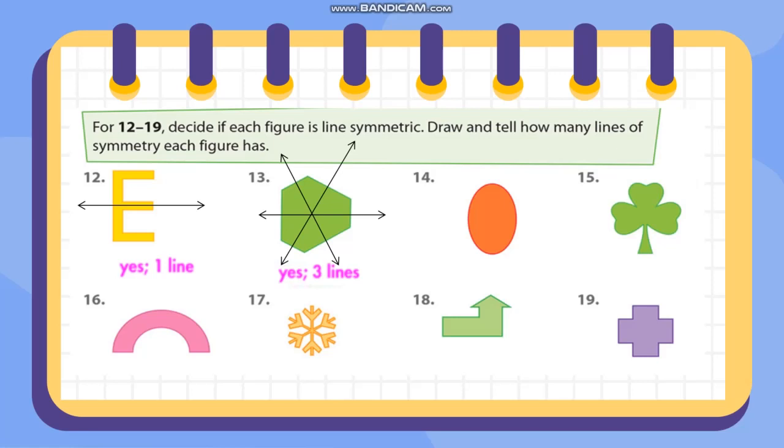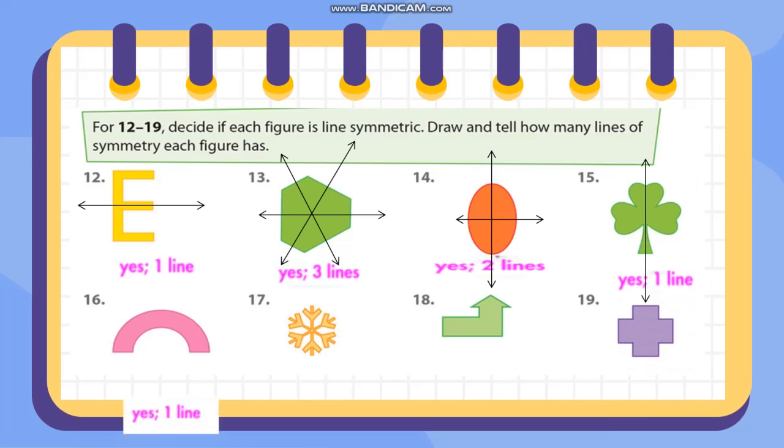Number 14, is that figure line symmetric? Yes, and there are 2 lines. So the first one and the second one. Number 15, is that figure line symmetric? The answer is yes also, and there is only one line of symmetry. Next, number 16, is that figure line symmetric? The answer is yes, and there is only one line of symmetry, which is a vertical line at the center.